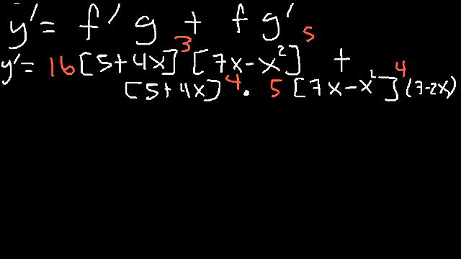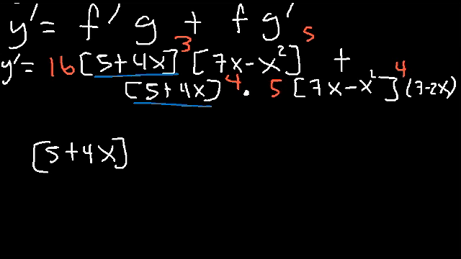But let's see if we could simplify this answer. So how can we simplify it? So what we want to do is we want to factor. Notice that we have some common terms. One common term that we have is the 5 plus 4x. So for the first term we have 3 of them, and for the second we have 4. So we can at least take out 3 from both terms. So let's take out 5 plus 4x raised to the 3rd power.